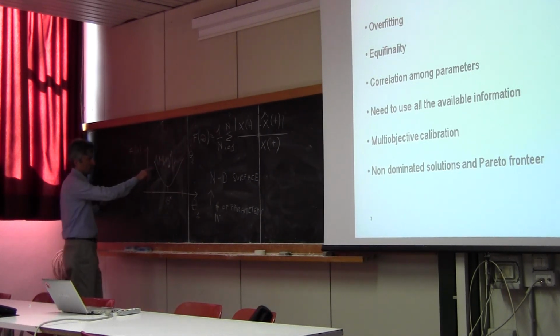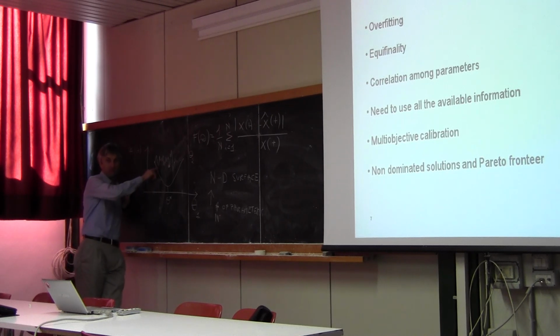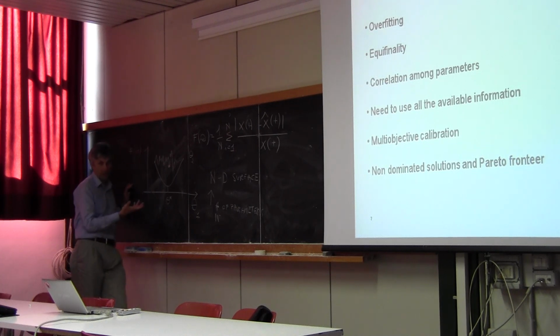Look here, for instance, at this complicated curve. If you look at the minimum, in this case there is one minimum, but there are also many other local minima for which different parameter values provide similar values of the objective function. This is a quite common occurrence in hydrology.